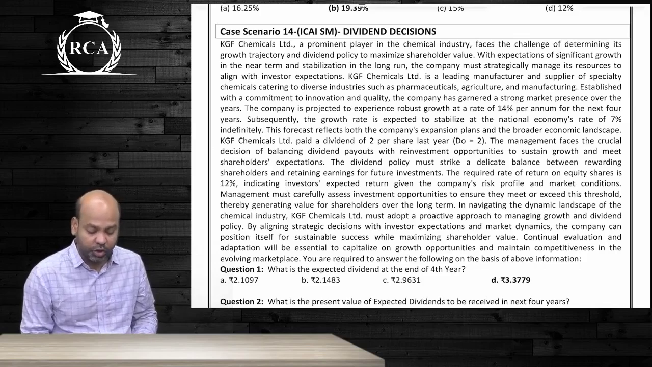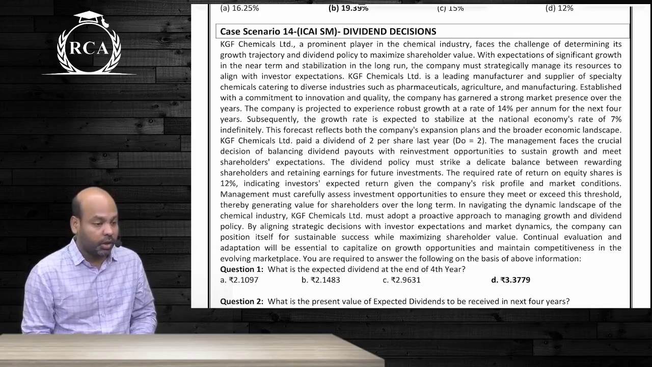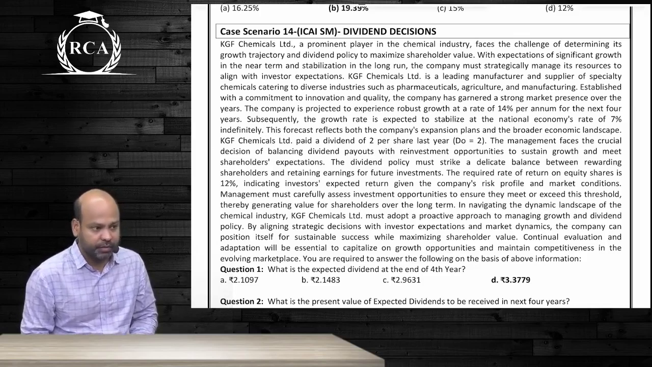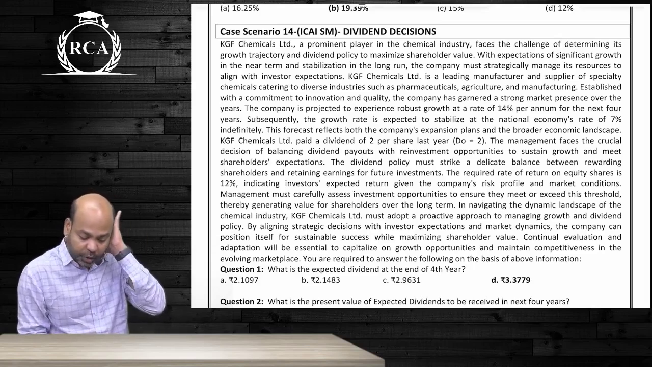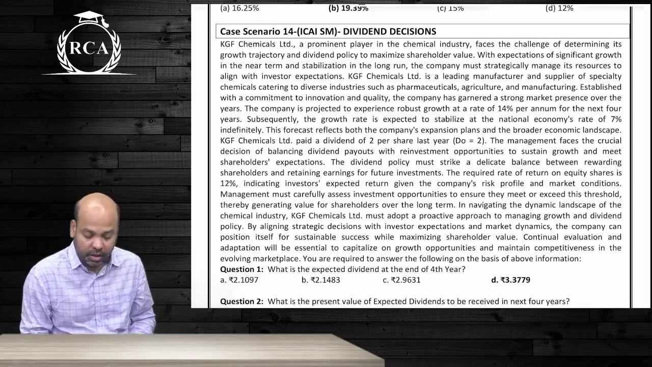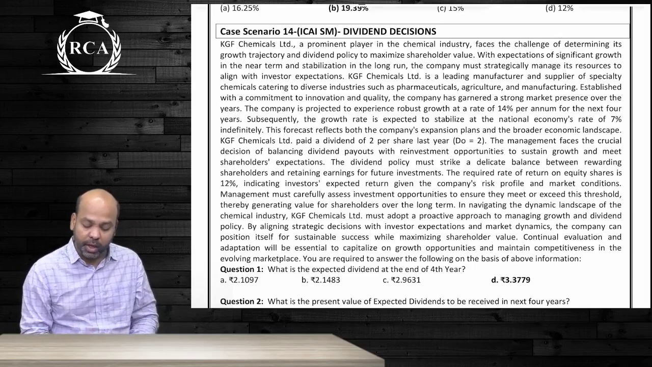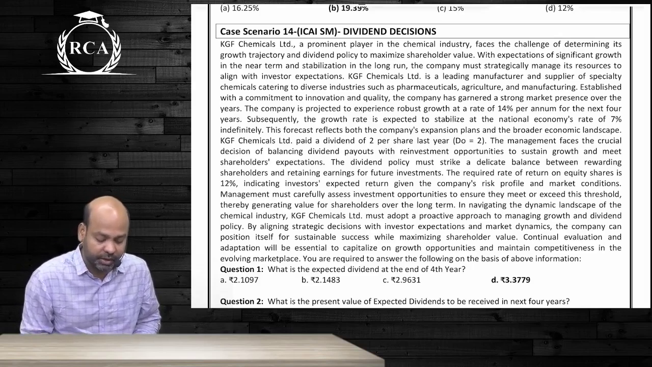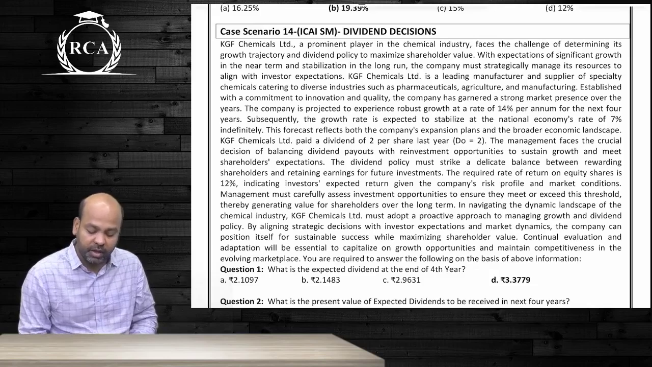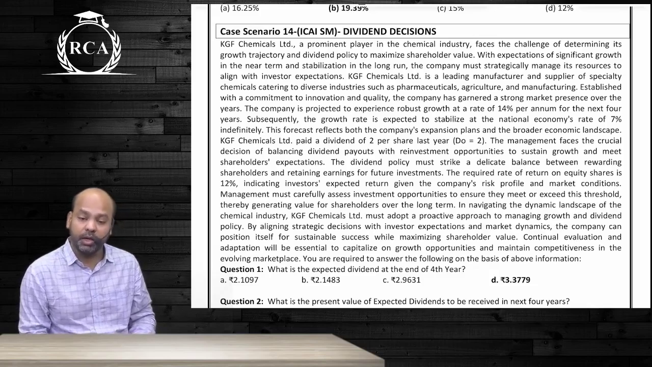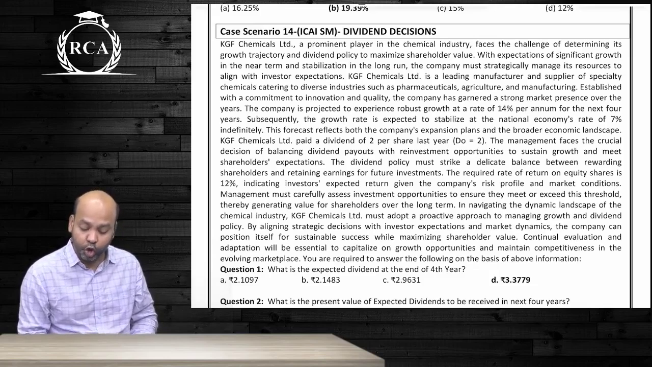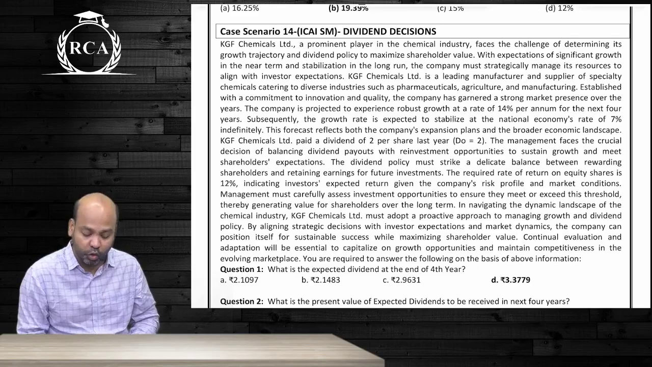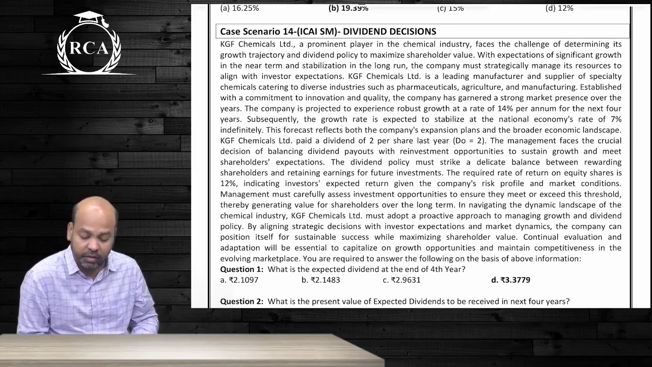Management faces the crucial decision of balancing dividend payouts with reinvestment opportunities to sustain growth and meet shareholders' expectations. The dividend policy must strike a delicate balance between rewarding shareholders and retaining earnings for future investments. The required rate of return on equity shares is 12%, indicating investors' expected return given the company's risk profile and market conditions. So far, the relevant information: growth rate is 14%, D0 is 2 rupees, guys, and cost of equity is 12%.